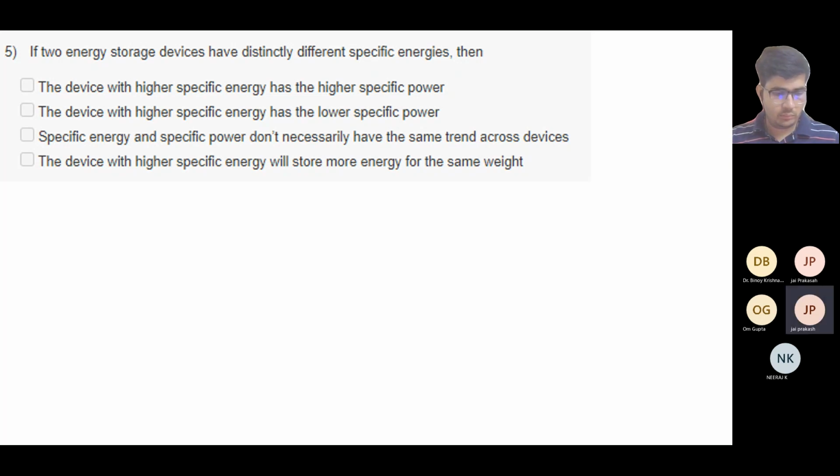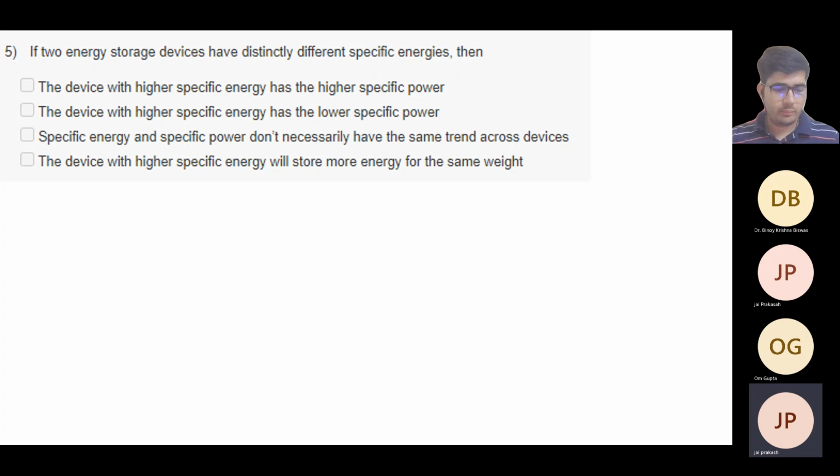The last one is correct. The first three are not correct. The last one is: a device with higher specific energy will store more energy for the same weight. Okay, go through the other three options also.